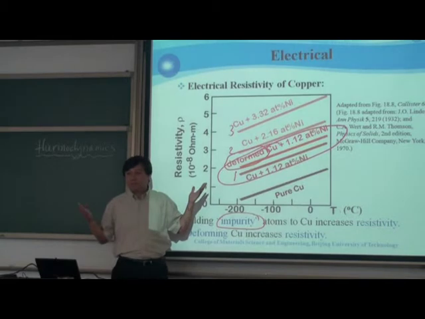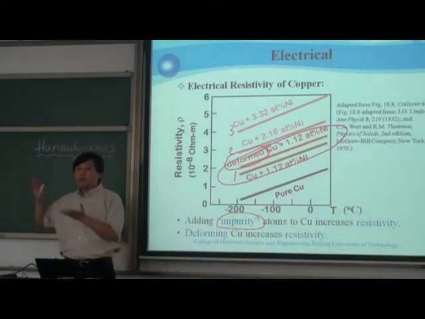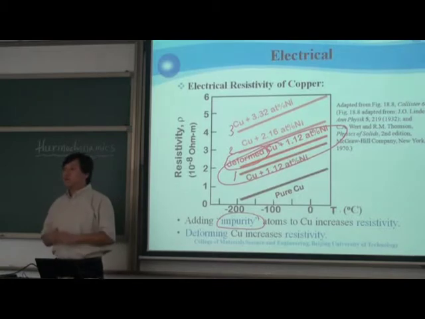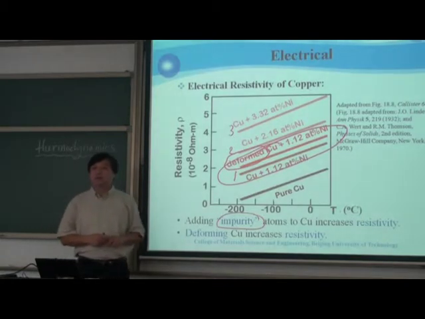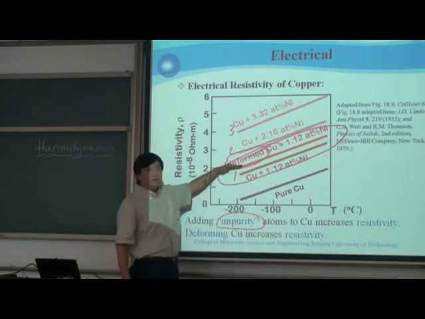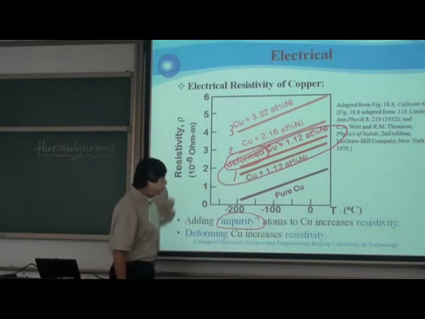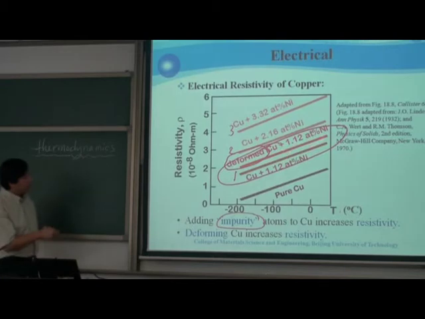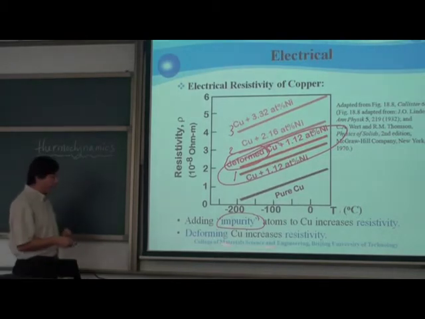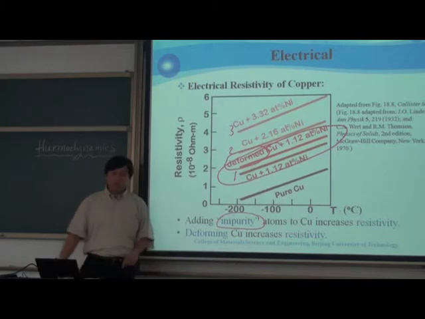Why? This is something you need to know from learning this course. Because when you deform a material, the crystal structure, the grain structure, or even the atomic structure is going to change. Therefore, the resistivity of the same material will be different. Okay, so the second conclusion that we can have is deforming copper increases resistivity.